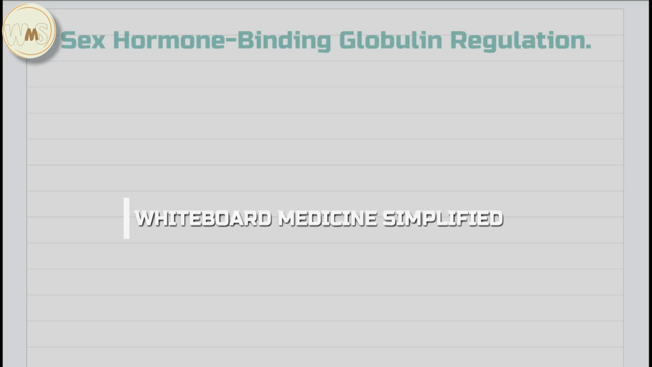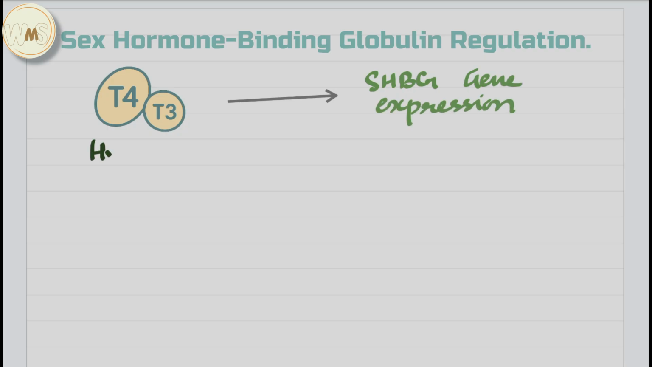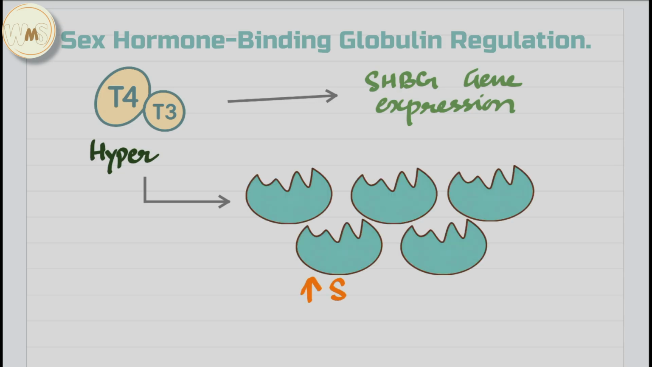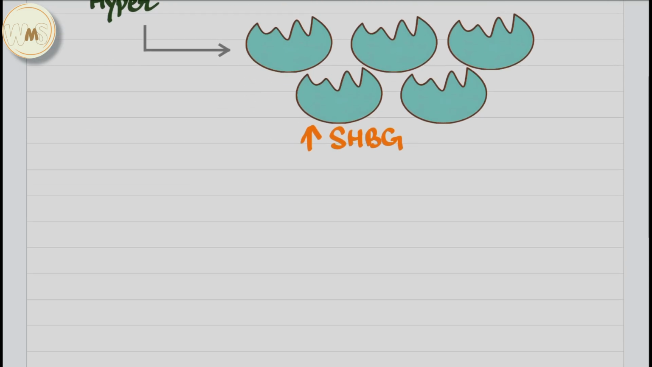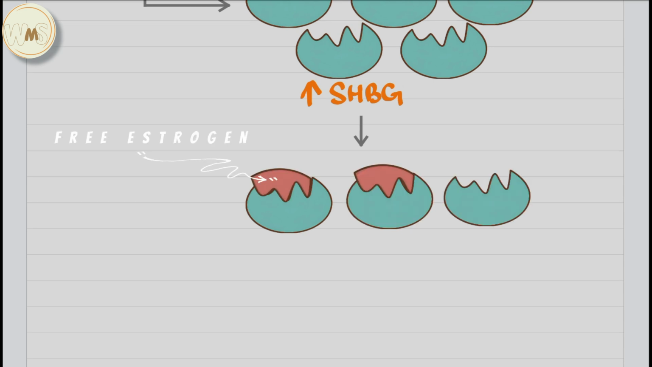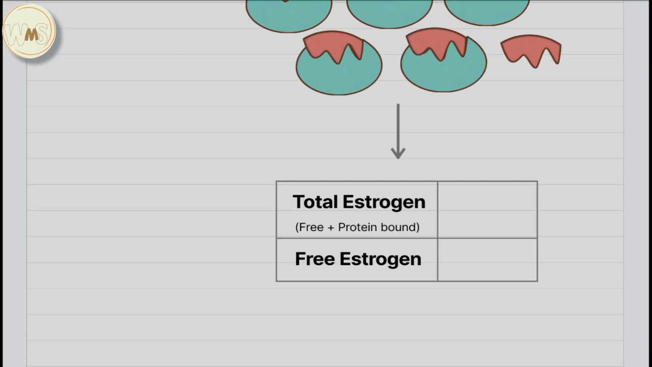Let's discuss it individually. The first one is hepatic sex hormone binding globulin regulation by thyroid hormone. The thyroid hormone upregulates the sex hormone binding globulin gene expression in hepatocytes. As a result, in hyperthyroidism, there is a 2 to 3-fold increase in sex hormone binding globulin levels. The increased sex hormone binding globulin results in more estrogen bound to it, and paradoxically, total estrogen level increases and free estrogen, which is the biologically active form, may remain normal or slightly low.